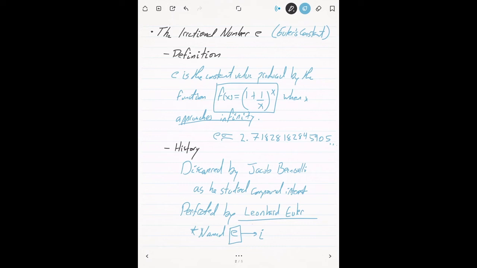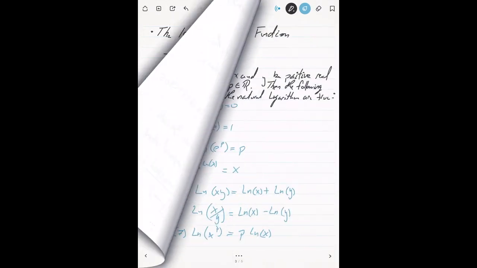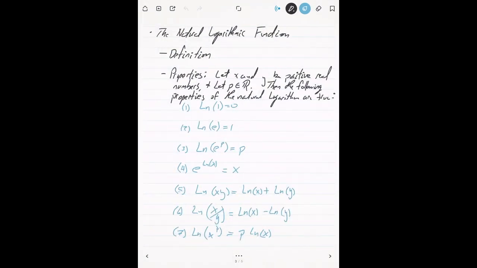Now, with all of this said, let's get into some of the actual mathematics that we can use with this number. One of the big areas in which we are going to apply e is what's called the natural logarithmic function. Now, the natural logarithmic function is in fact going to be a function. So we're going to start there with f of x. And it's going to be a logarithmic function.